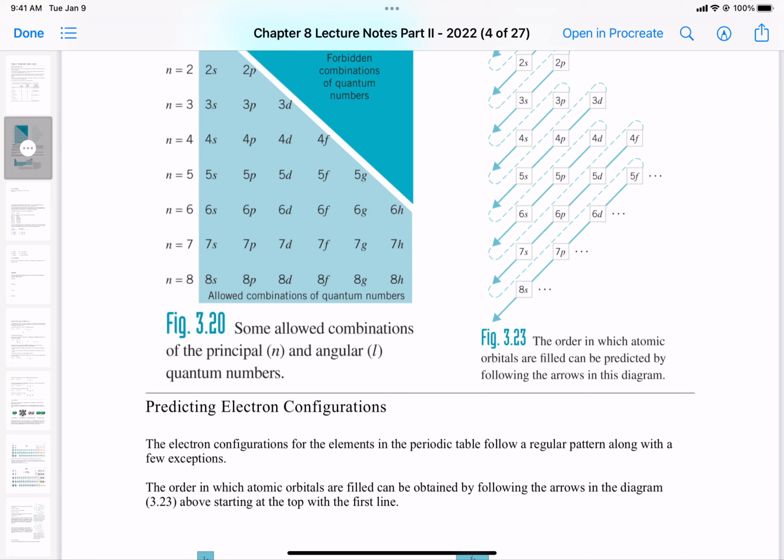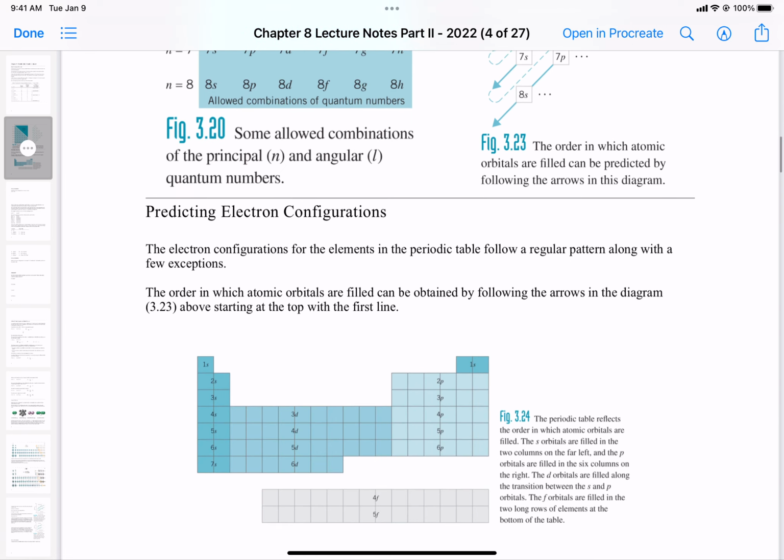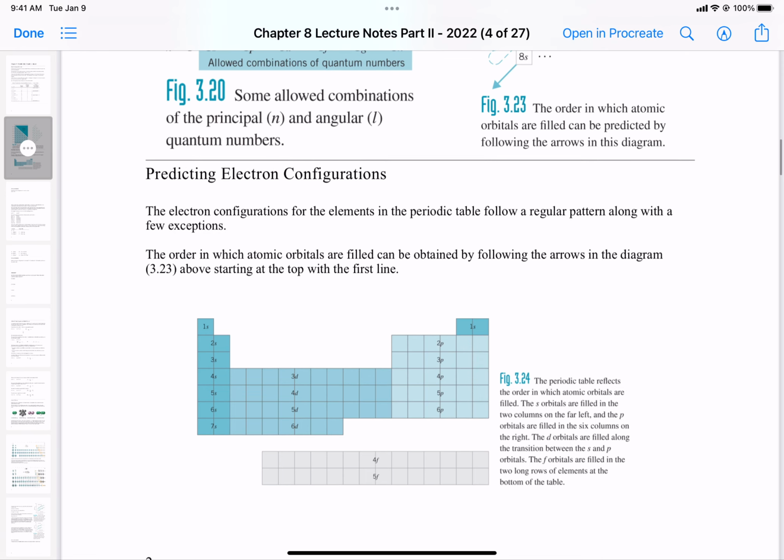Okay, so let's predict. Like I did on the periodic table in the last lecture, I labeled all these orbitals here. So you see here, we can label the s block, the p block, the d block, and the f block. Those are the blocks we will need to know to write electron configurations.